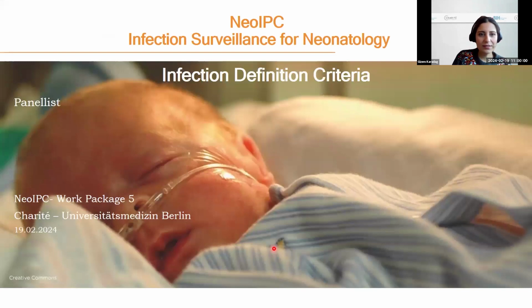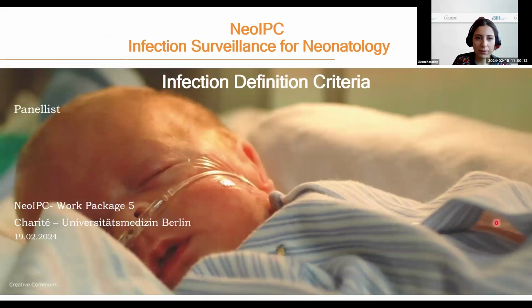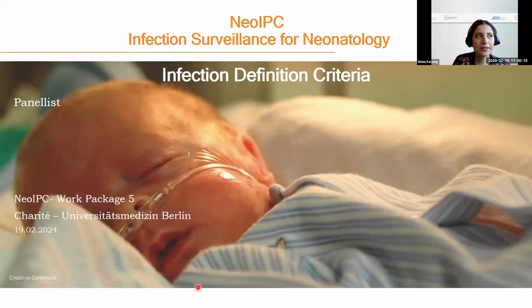My second presentation of today is about infection definition criteria of NeoIPC surveillance. Just briefly to explain, we talk about a lot of criteria and definitions while using surveillance, and the logic behind it is, obviously, that surveillance systems are used by a lot of different centers. In usual cases, a lot of hospitals form a network, a national or international network, with a lot of people entering data with different backgrounds, so can be nurses, can be doctors.